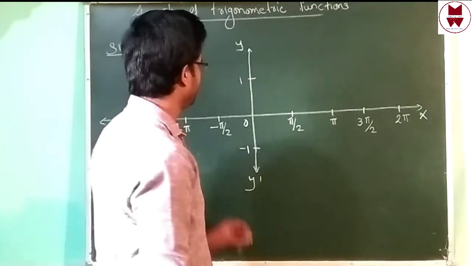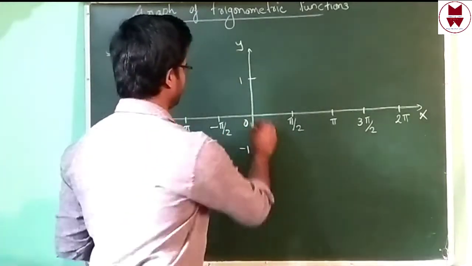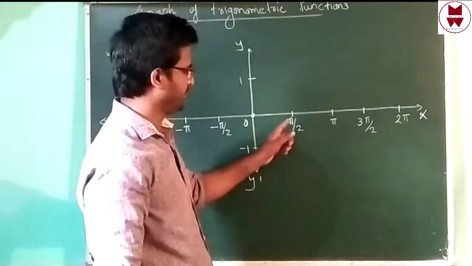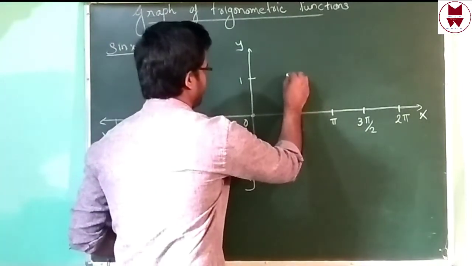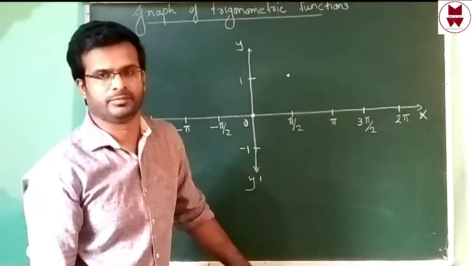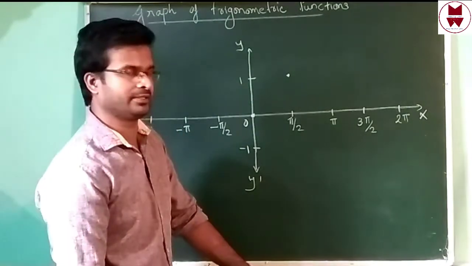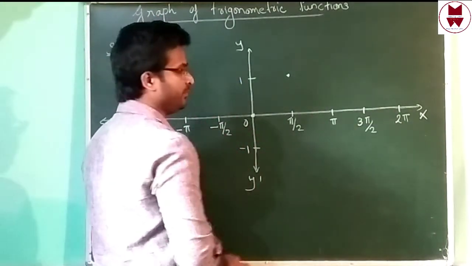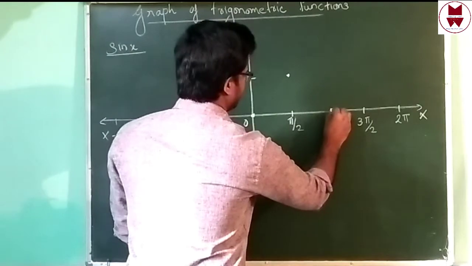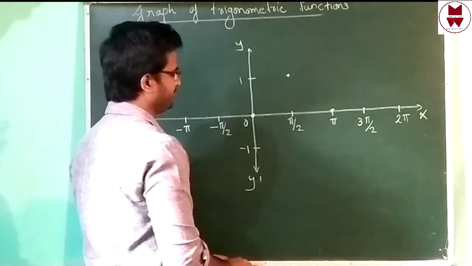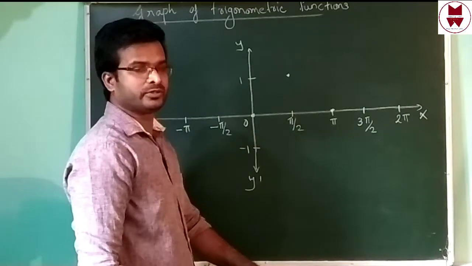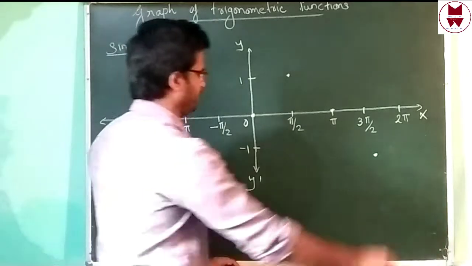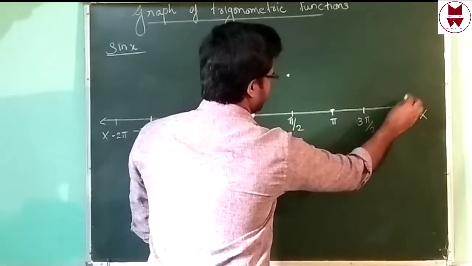Now, what is sin 0? Sin 0 is 0. Then sin 90, that is pi by 2. Sin pi by 2 is 1. Already you have written one table in your notebook, isn't it? From there you can check sin 90 is 1. Then next sin pi. Pi means 180. Sin 180 is 0. Then sin 270 is minus 1. You can check the table. From there you will get it directly. Then sin 2 pi is 0.